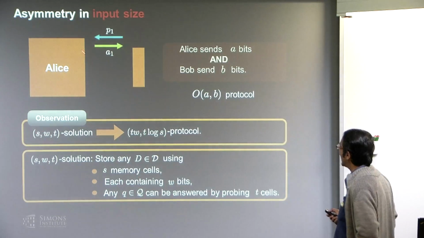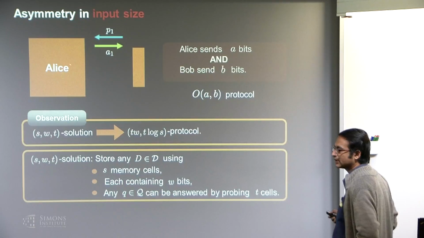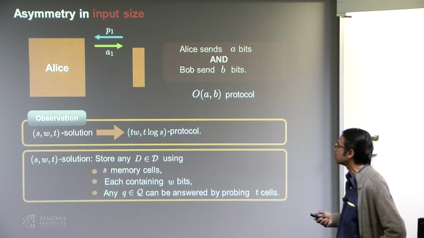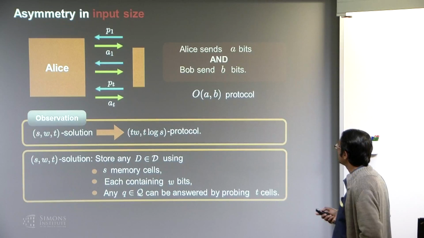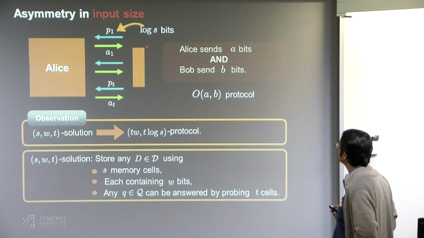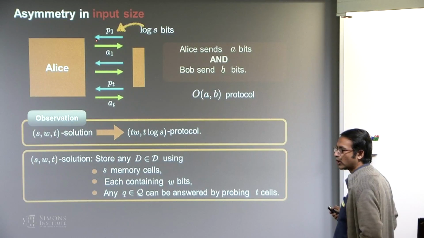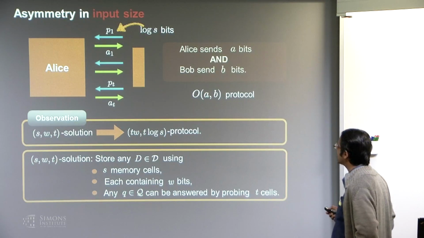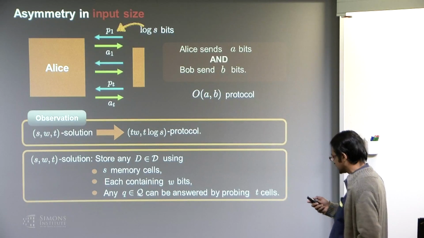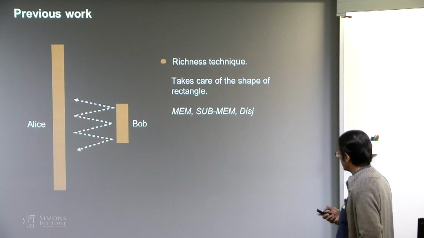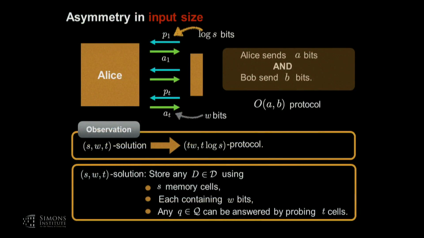Alice is just going to simulate the data structure, and Bob is going to simulate what the query algorithm would do. Each time Bob queries a particular cell, Bob sends log S bits, and then gets back W bits, which is the contents of those cells. If this occurs for T rounds, then of course, in total Alice sends TW bits and Bob sends T times log S bits. So if you can prove a lower bound on these things, then you get a lower bound relating TW and S. And that's what we are going to do.